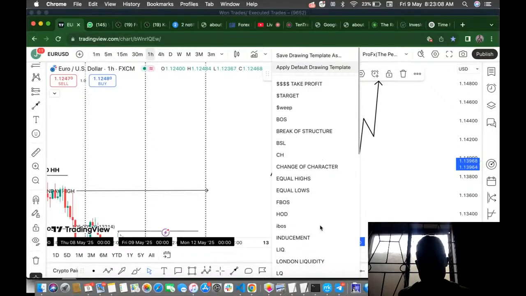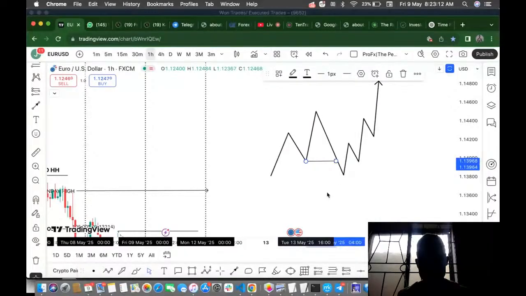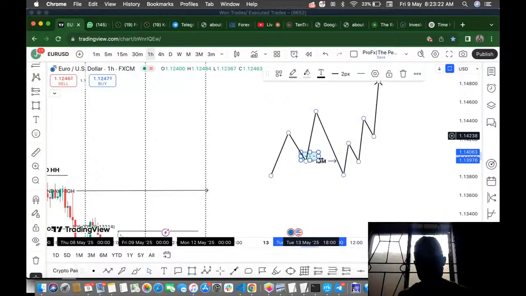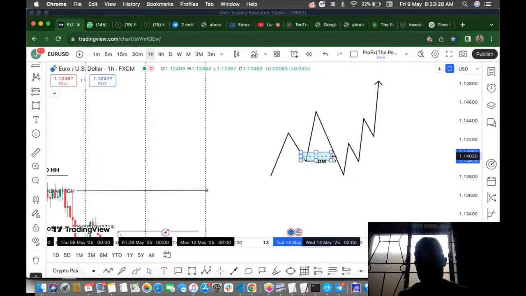In an inducement, there will possibly be what? Breaker blocks, because it's meant to be an order block that should hold, right? An order block is supposed to hold this guy to buy, but it failed. So we can also say that we can have a breaker block in the location of an inducement. You get the difference now?